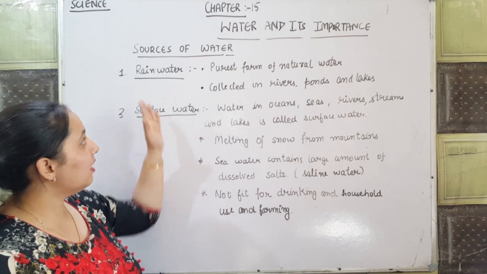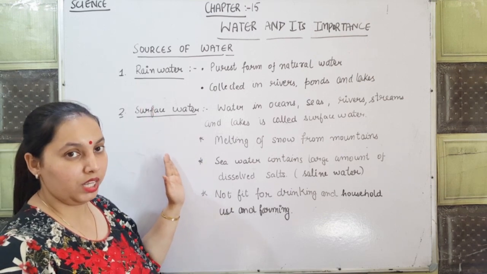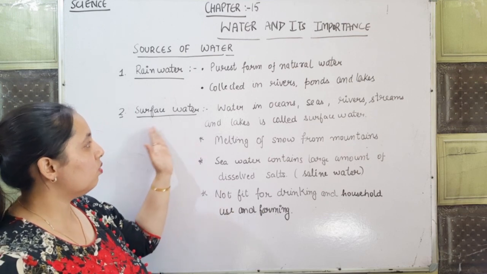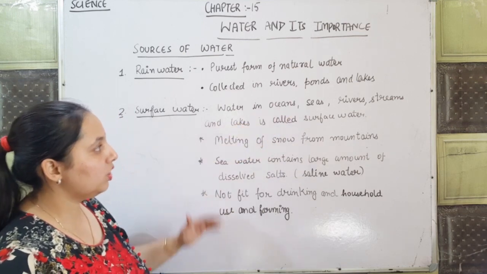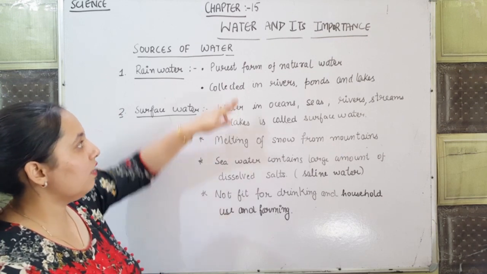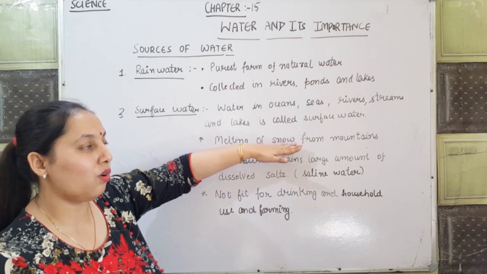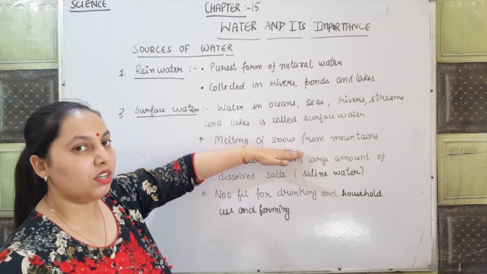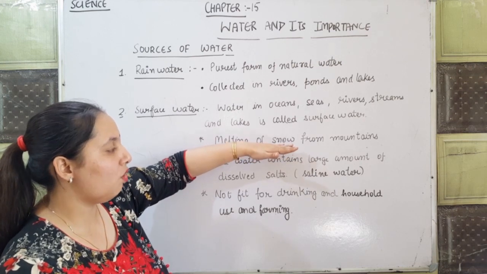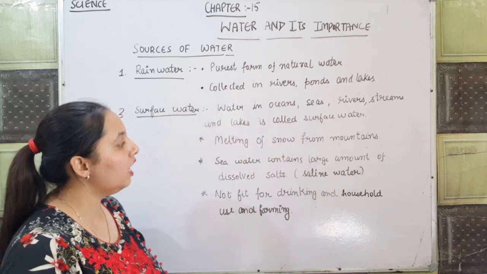Besides the rainwater, the melting of snow from the mountains is also a source of water. It also gets collected in rivers, oceans and seas. Firstly, the rainwater is collected here. Secondly, when the snow from the mountains melts, the water forms and it is also collected in oceans, seas, rivers and streams.